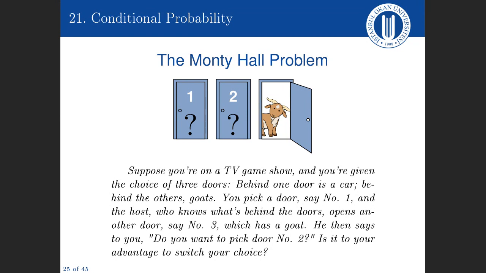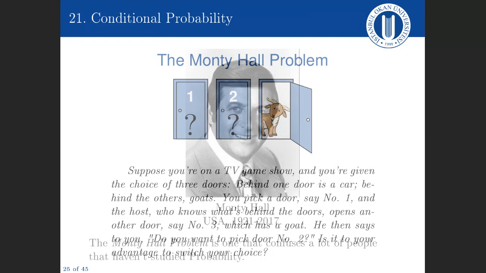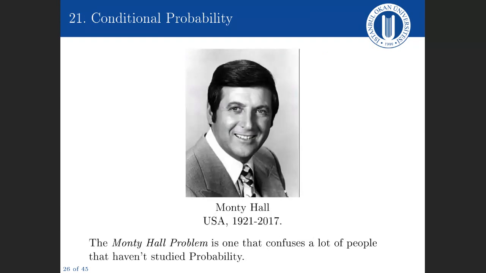The host gives you a choice. You can stay with door number one that you chose first, or you can change your mind and have door number two instead. What should you do? Is it to your advantage to stay with door number one that you started with, or is it to your advantage to change your mind and take door number two? This problem is named after an American TV presenter called Monty Hall, and it confuses a lot of people who haven't studied probability.